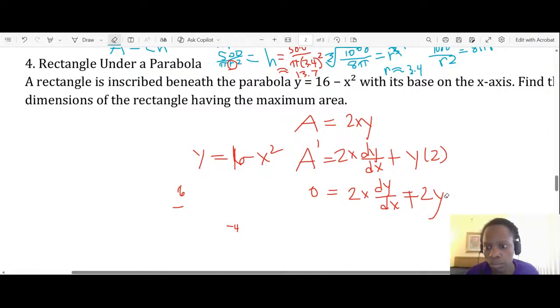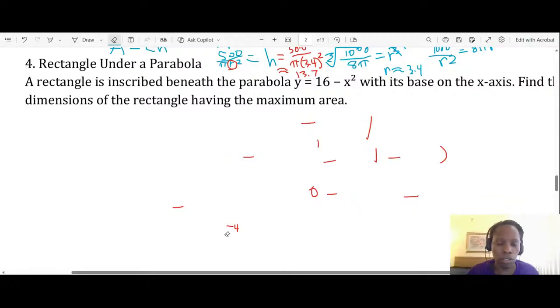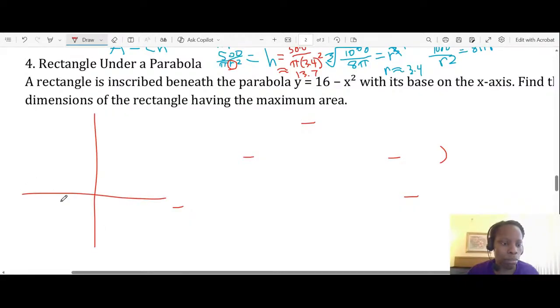Okay, so let's start over. I want to draw my picture very clearly and make everything look nice. We have a parabola, and it's up at 16.